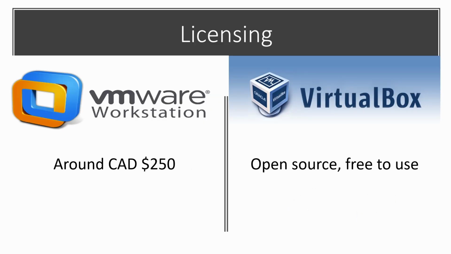The first thing we will look at is licensing. Both VMware Workstation Pro and VirtualBox are Type 2 hypervisors, which means they are installed on top of an existing operating system. But before you can run some of these Type 2 hypervisors, you would first need to have an installation key. That is true for VMware Workstation Pro, which requires a license to be able to run the hypervisor. And this license usually costs around 250 Canadian dollars.